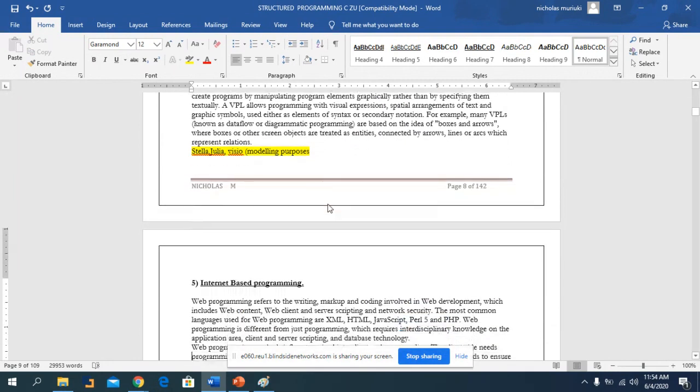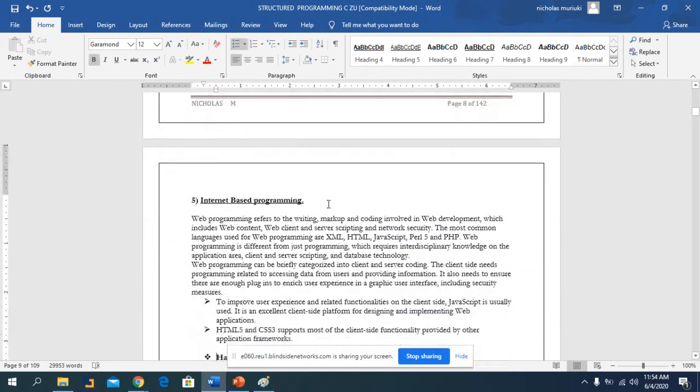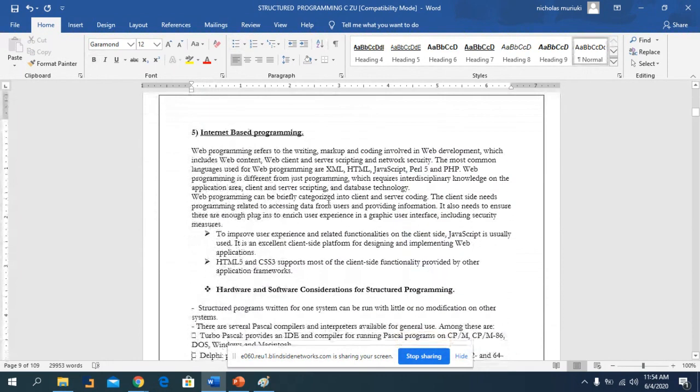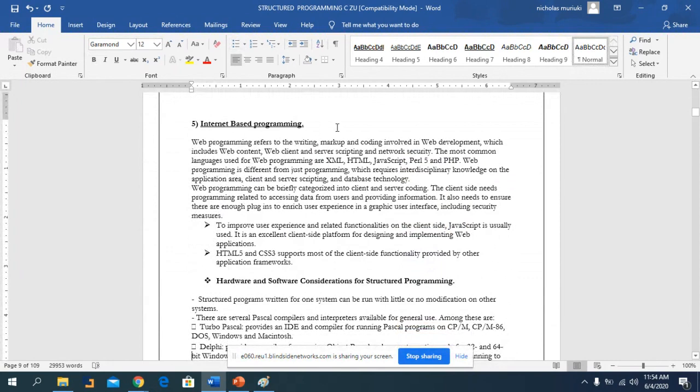The next one is internet languages, and I think this is not new to you. Most of the languages that we use include HTML, hypertext markup language, cascading style sheets, CSS, and maybe PHP, personal homepage.